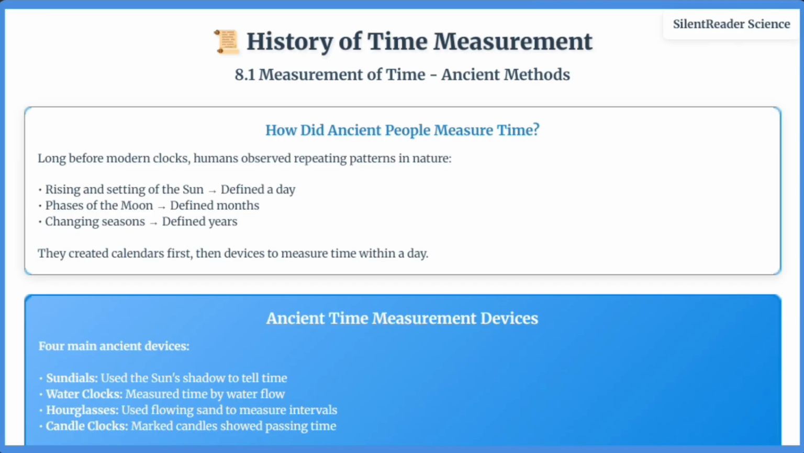India had advanced time measurement systems mentioned in ancient texts like Arthasastra by Kautilya, and the great astronomer Varahamihira provided accurate expressions for time measurement using shadows.